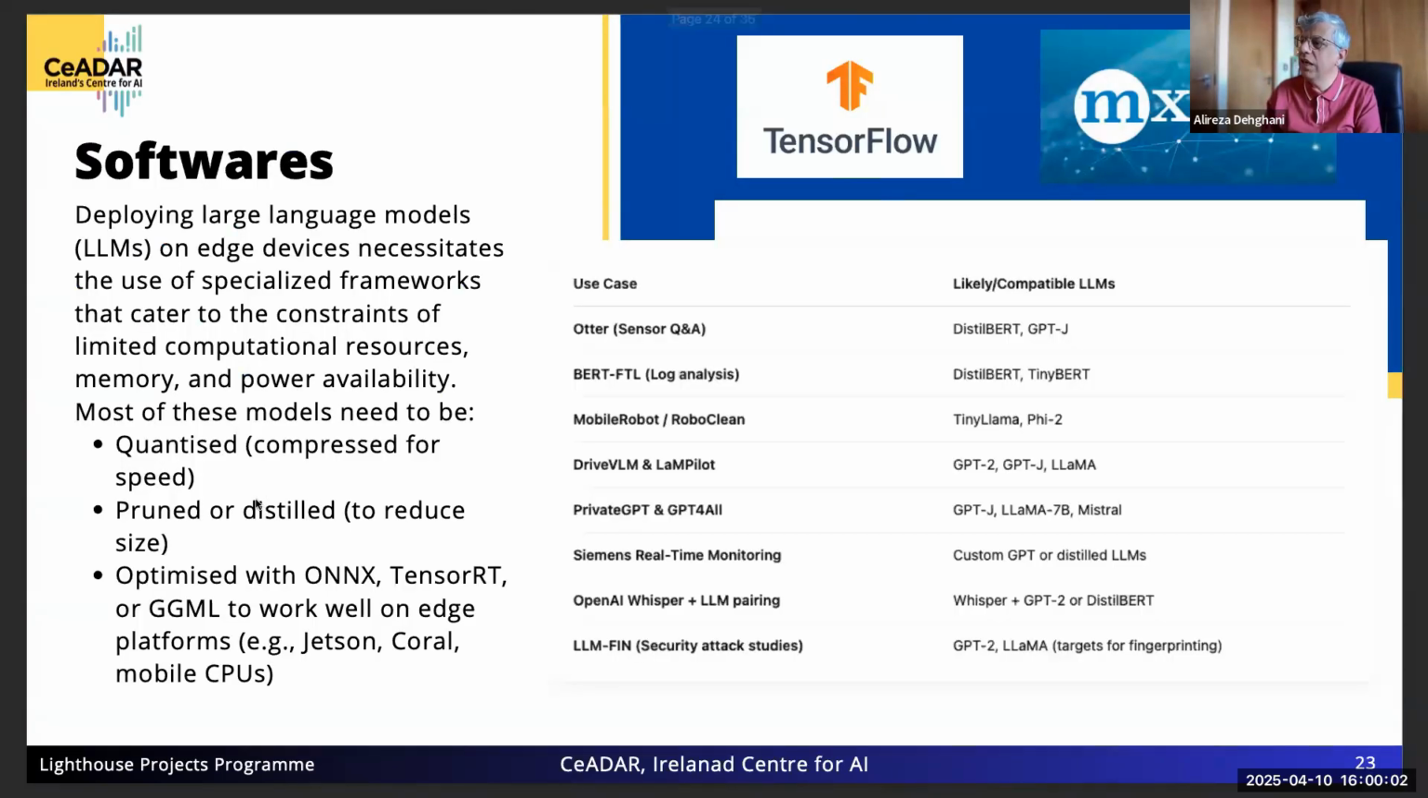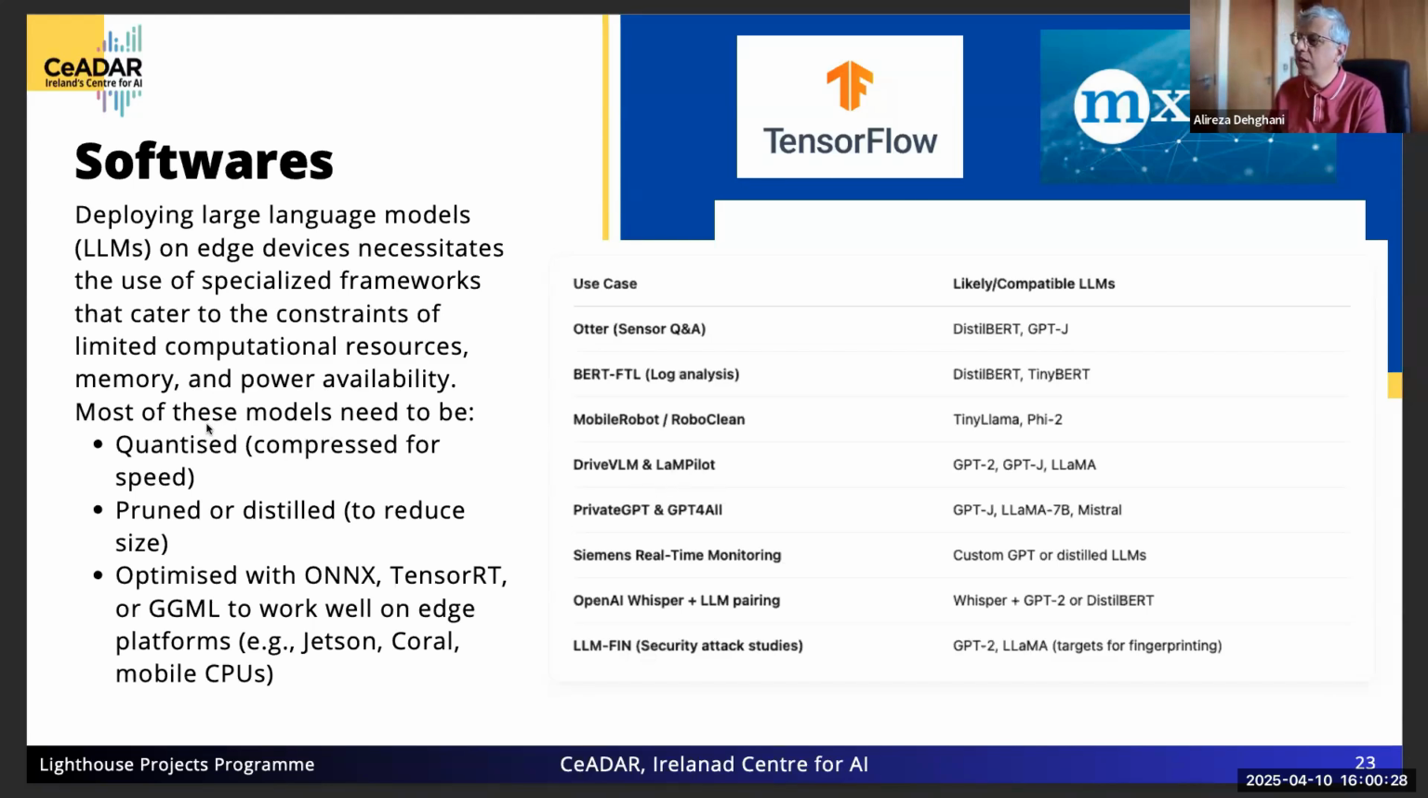So let's now have a look at software to see how these things work. If you look at the use cases, you can see, for example, on Otter that we reviewed, DistilBERT and GPT-J could be compatible LLMs that can be used on edge devices. The other applications are listed in the table. I don't want to read them all.